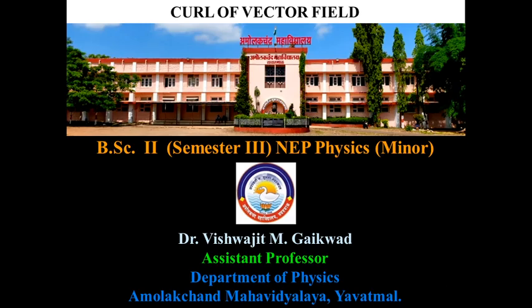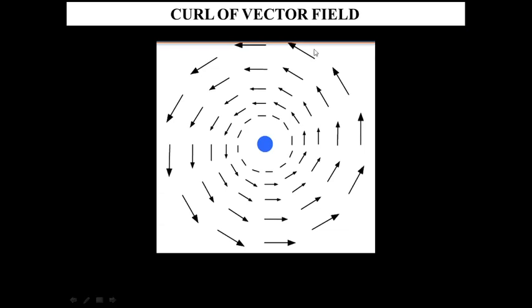Hello students, today we will study curl of vector field. So what is curl of vector field? The rotation tendency of vector field about a point, that is nothing but the curl of the vector field. So what is the definition of curl of vector field?